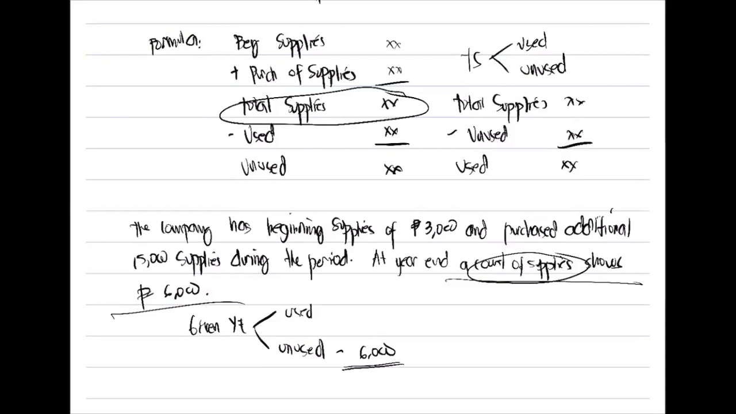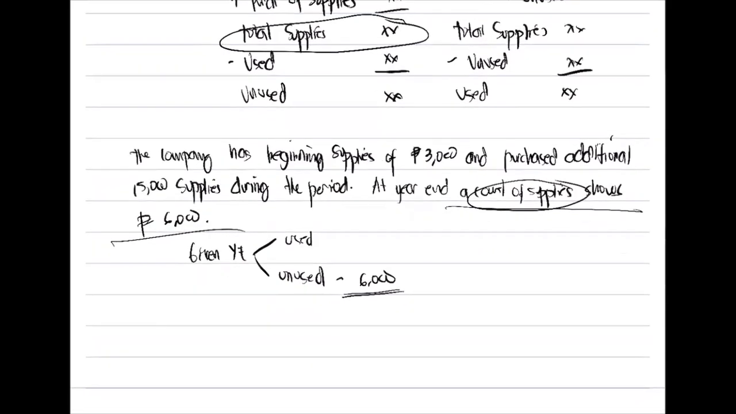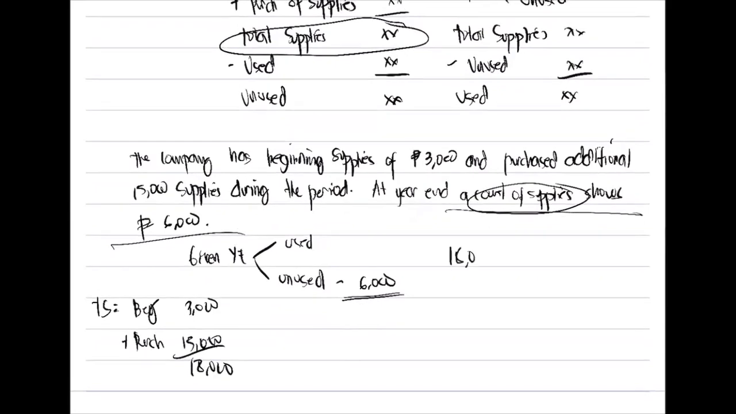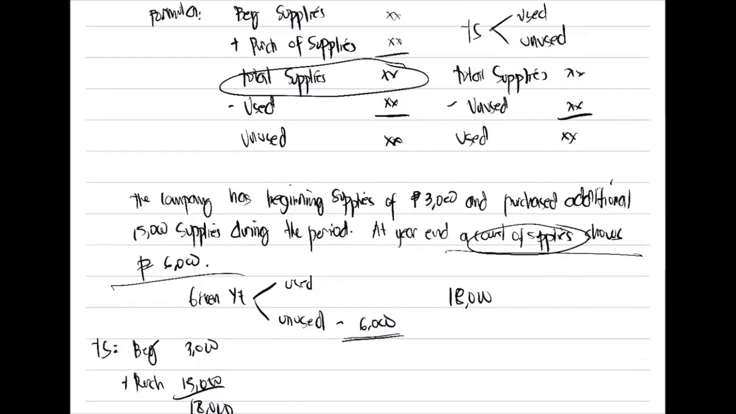So first, we compute our total supplies. So total supplies is equal to your beginning supplies, which is 3,000, plus your purchases on supplies amounting to 15,000, total of 18,000. So if that is the 18,000, we broke it down to your used and unused. How much is unused given in the problem? 6,000. Therefore, the difference is the use.